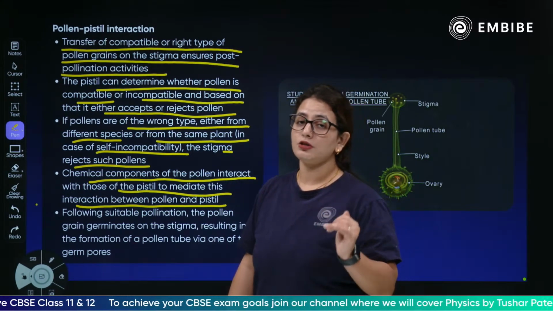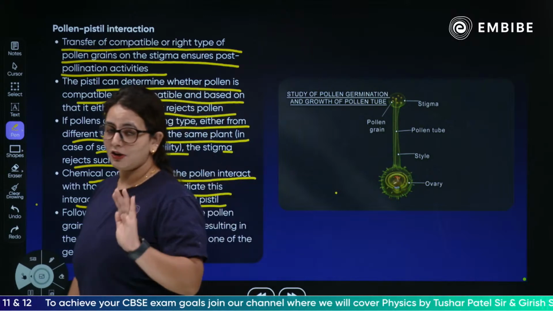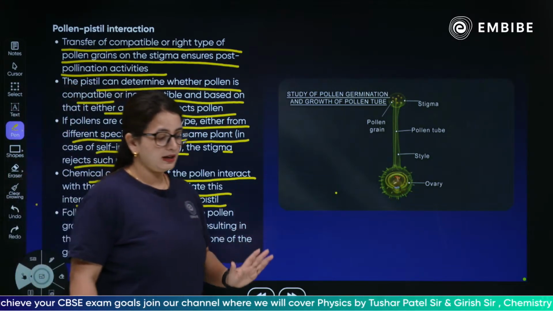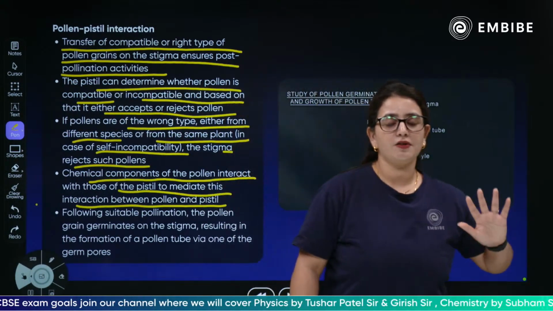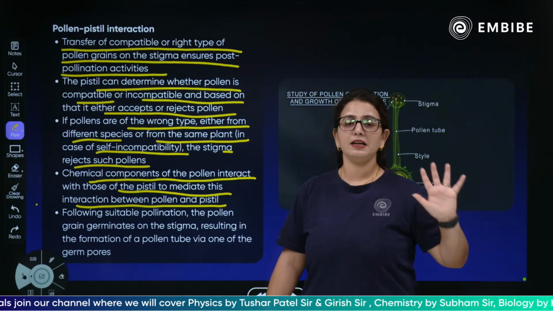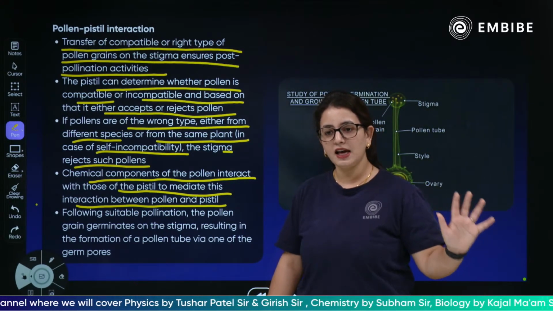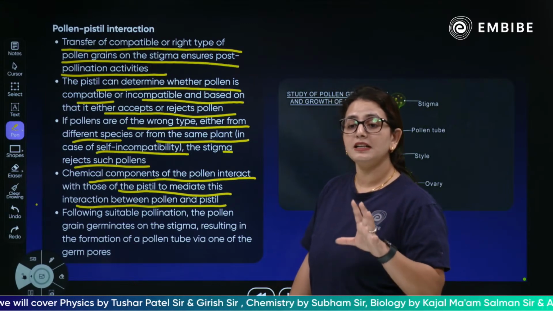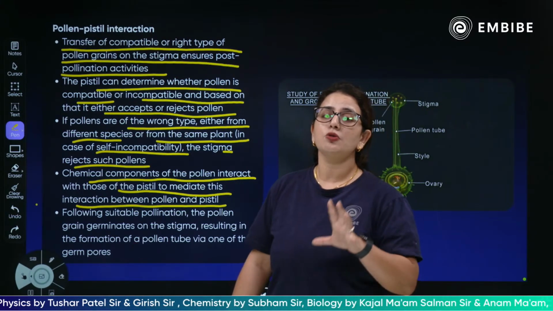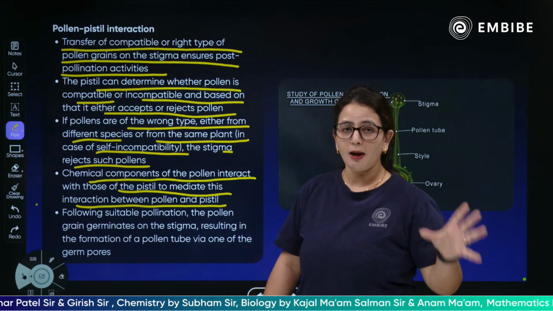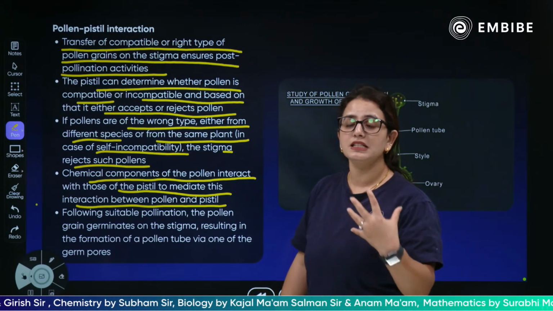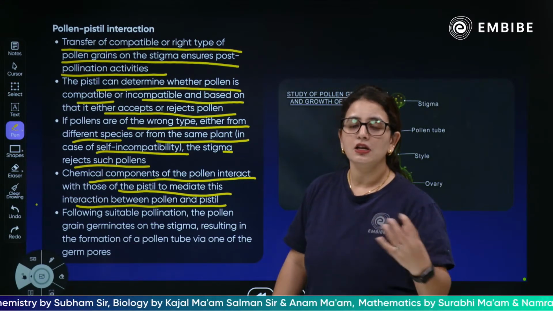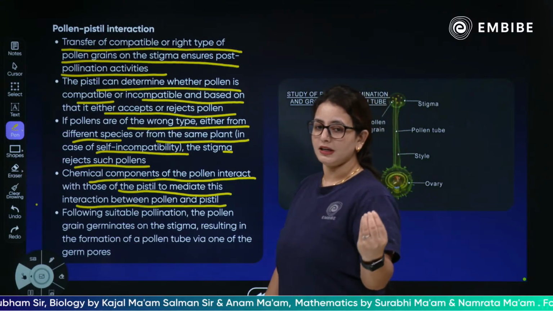So the stigma is very choosy. It does not allow every pollen to germinate, and it has this self-rejection mechanism, self-incompatibility action. Yes, the pollen and pistil interaction is very important to let sexual reproduction happen in the plant, to promote variation and to promote cross pollination.